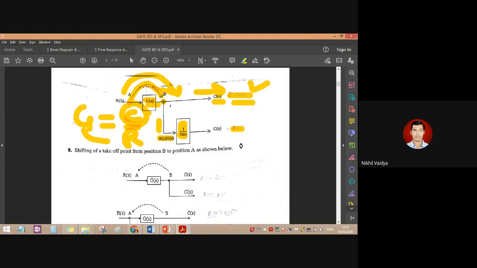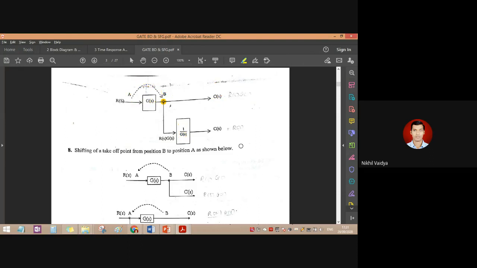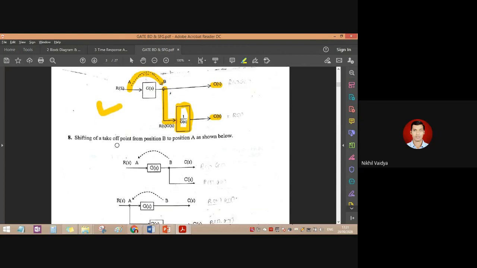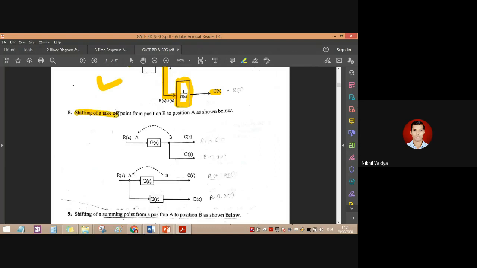So how to remember this rule: when we have to shift the takeoff point after the block, we can shift it like this, but you have to write the reciprocal of the crossed block in that path where the takeoff point is shifted. In that particular path, you have to write the reciprocal of that particular block. Okay, so this is the takeoff point shifting. Now next, shifting of a takeoff point from position B to position A.